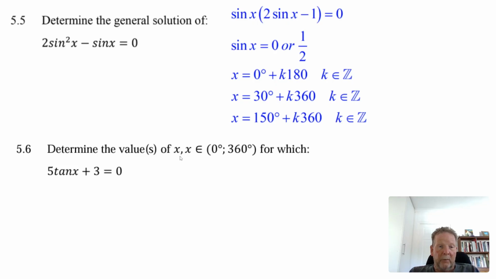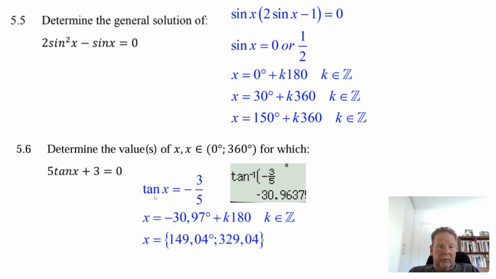Okay, determine the values of x between 0 and 360 degrees for which this is true. Well, what do you do? You solve for tan x: you subtract 3 and divide by 5, go shift tan of 3/5, and your calculator will say negative 30.97 degrees. You know that it repeats itself every 180 degrees. That's the general solution. But they just want the answers that fit between 0 and 360.